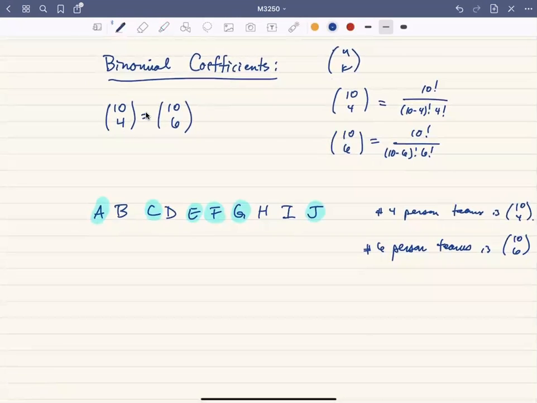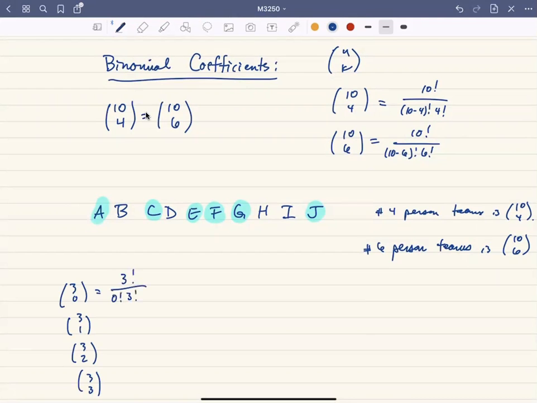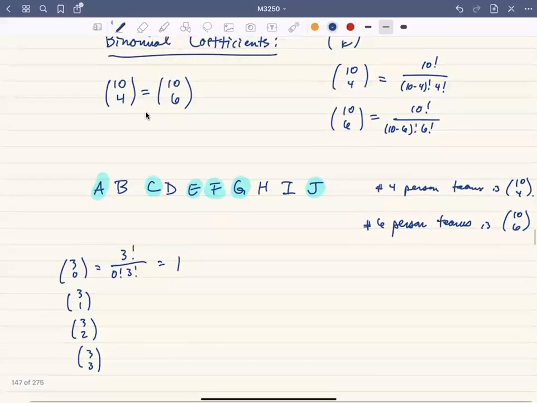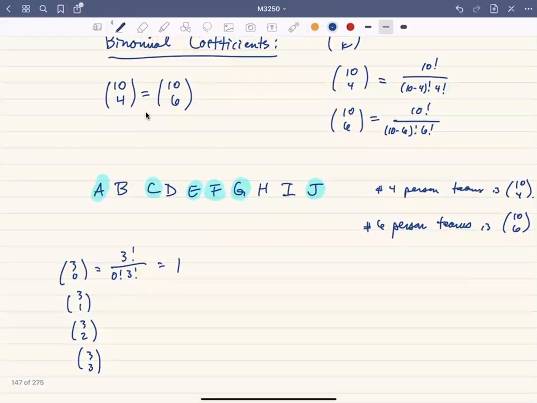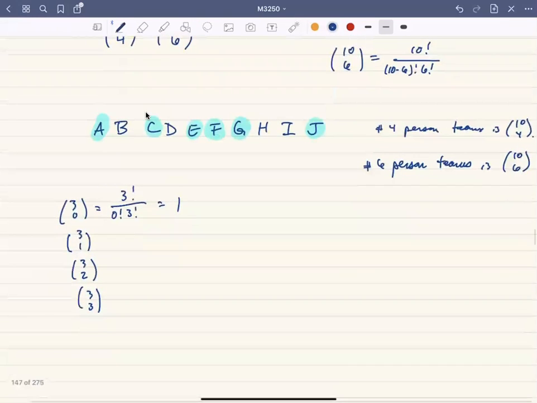The other thing that I think would be really useful when working with these binomial coefficients is to be able to compute some small values by hand. So let's look at 3 choose 0, 3 choose 1, 3 choose 2, and 3 choose 3. Just by the formula, 3 choose 0 is 3 factorial over 0 factorial times 3 factorial, and that turns out to be 1, because remember that 0 factorial is 1 itself. The reason for this is actually so that these formulas work out. I'll talk about that in the end.